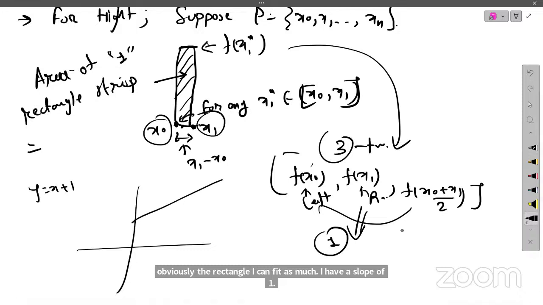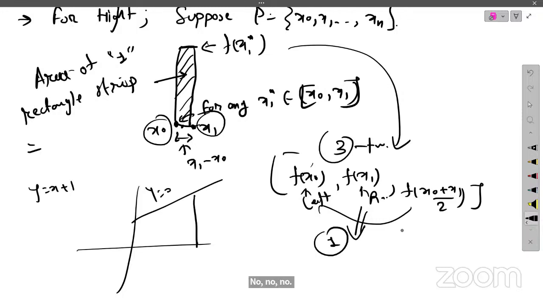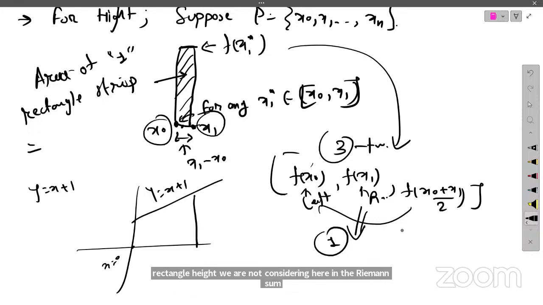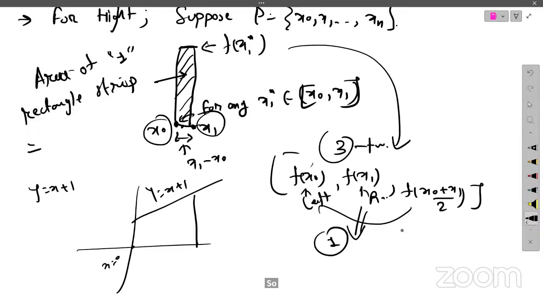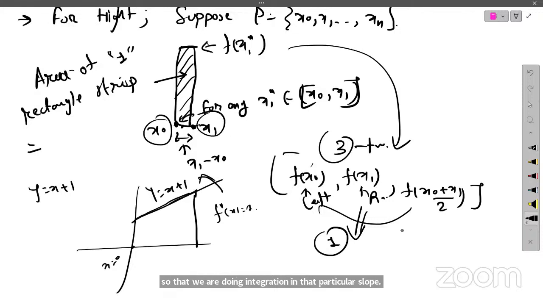Rectangle fit as slope of 1 means? No. This is your rectangle, right? y is equal to x plus 1. He's asking about the height of the rectangle. So the rectangle height we are not considering here in the Riemann sum. We know the slope of the function is 1. So we are doing integration on that particular slope of my function, so we can say that we don't need to worry about the rectangle. Or I'm not sure about this.